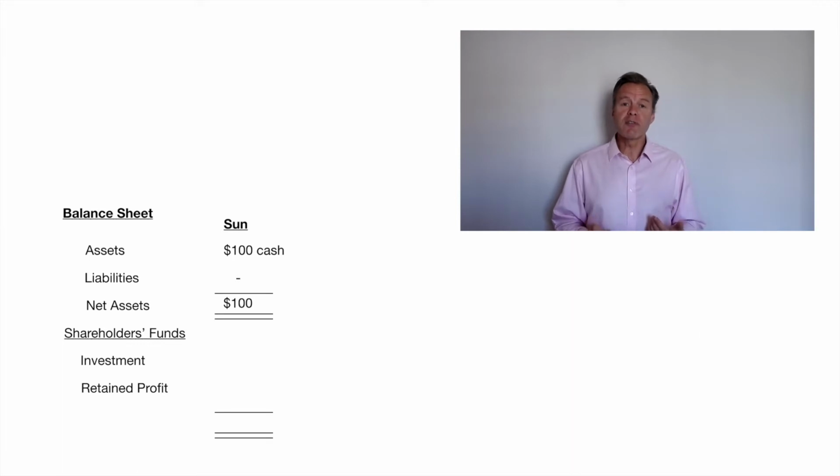What's the original investment by the shareholders? Well, we've invested $100. The retained profit, well, we haven't done any trading, and therefore there is no retained profit, and therefore the shareholders' funds is also $100. The balance sheet balances. That's good.